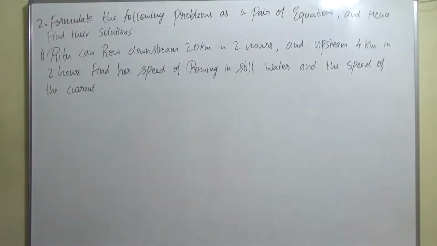So the question says: formulate the following problems as a pair of equations and hence find the solutions. The first sub-question is: Ritu can row downstream 20 kilometers in 2 hours and upstream 4 kilometers in 2 hours. Find her speed in rowing in still water and the speed of the current.